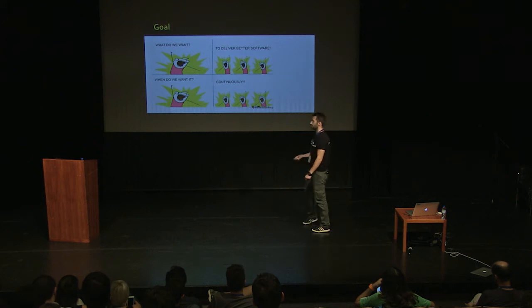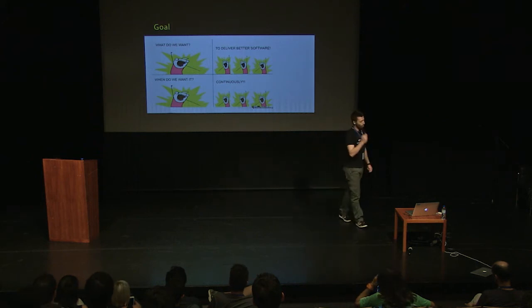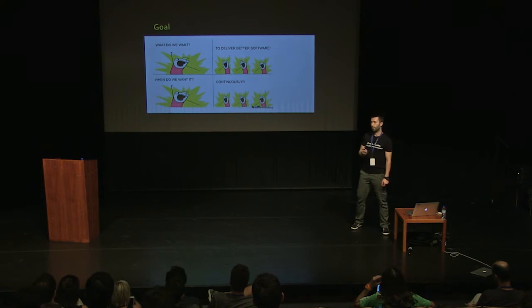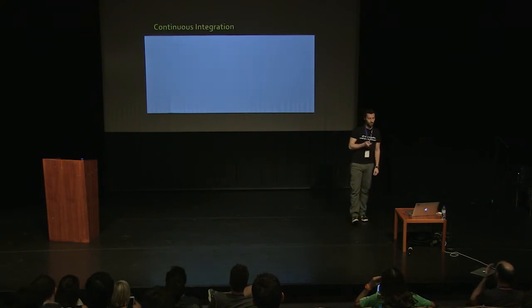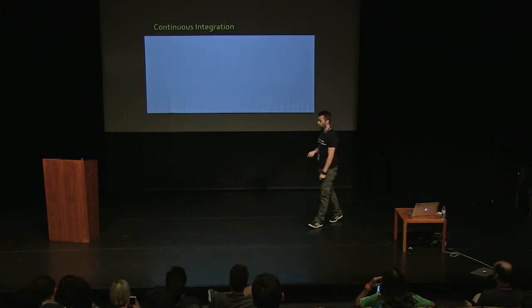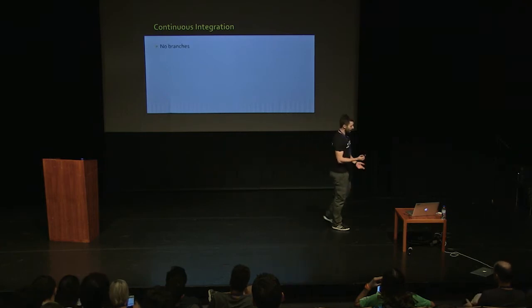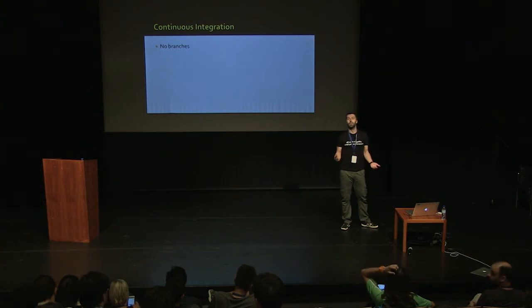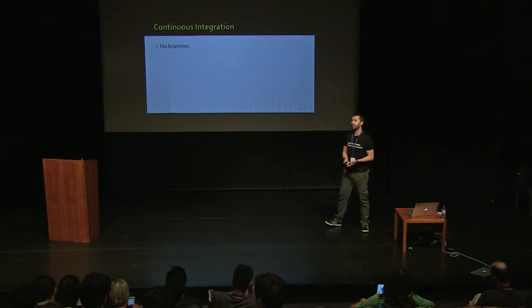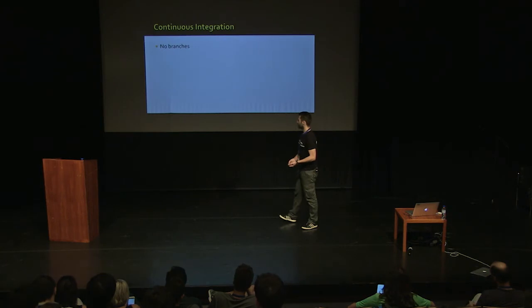So what do we want? Better software. When? Continuously. What is then continuous integration? What do we need to reach it? Basically, we have a branching strategy, but continuous integration tells us we don't want branches.